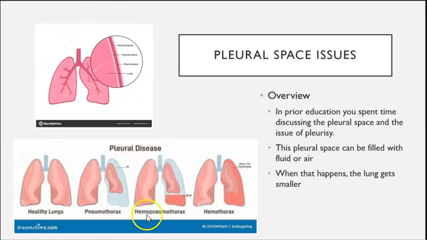Over here we have a hemopneumothorax. So we have blood down here and we also have air. And then we have a hemothorax, so it's just blood. There are several different types of pleural space issues. But we're going to focus on air, mostly air.